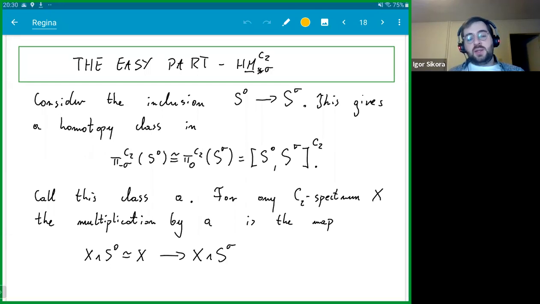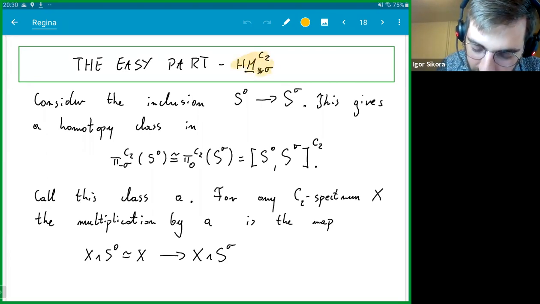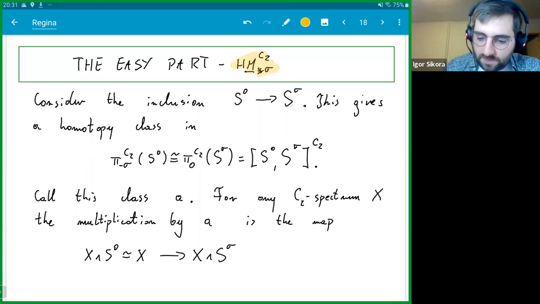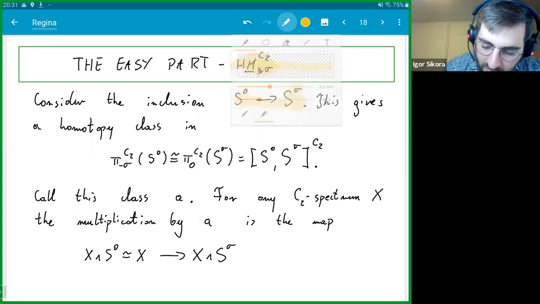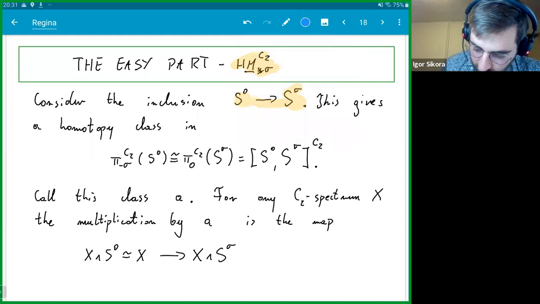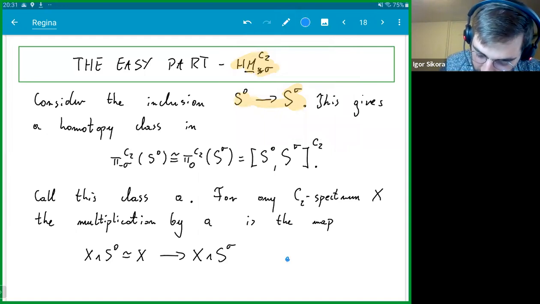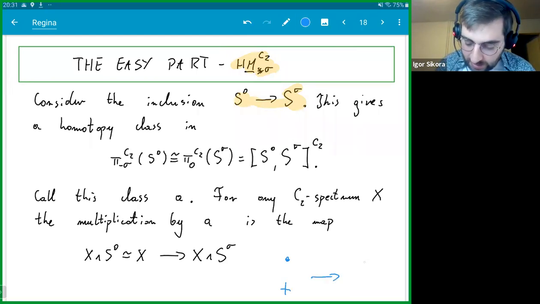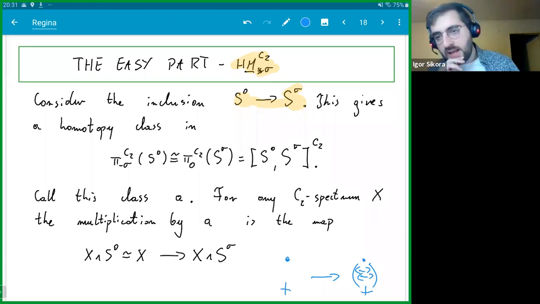Then it occurs that the vertical line is also very simple. So the vertical line corresponds to the multiplicities of the sign representation. And how it goes. Firstly, we start with the inclusion of S0 into S sigma. So maybe let me draw some pictures. This is S0. We have a point and a base point. And how does S sigma look like? We have a point, we have two fixed points, and we have two orbits which are interchanged by the action.